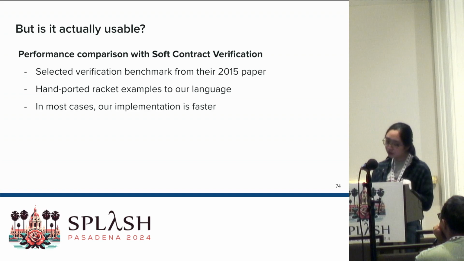Speed and performance-wise, we compared our implementation with SCV, more specifically with the artifact in the 2015 paper, Relatively Complete Counterexamples for Higher-Order Programs, which focuses on finding counterexamples to Racket contracts, which is actually very close to us in spirit. We ported most of their programs from their Racket benchmark into our language, and the result is actually quite promising. Our tool outperforms their artifact in most cases.